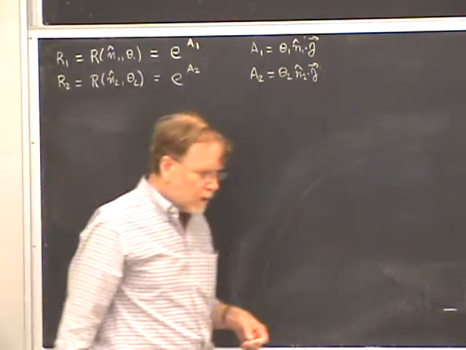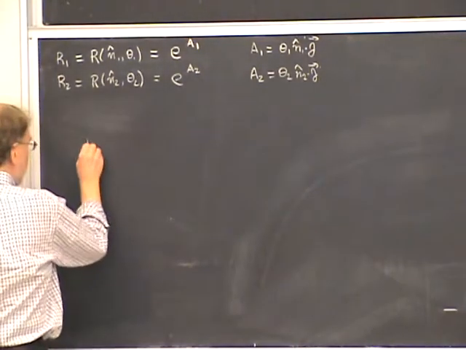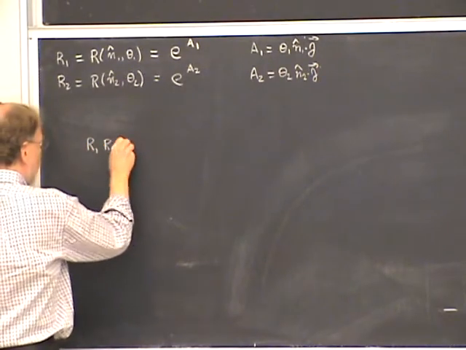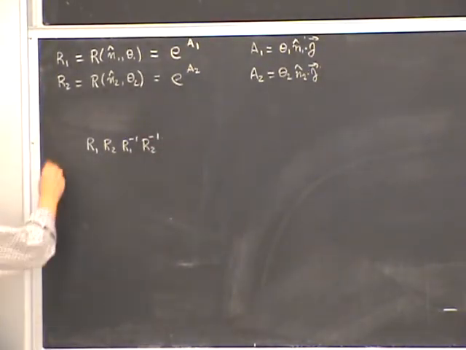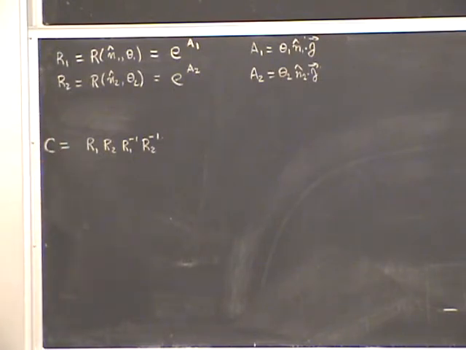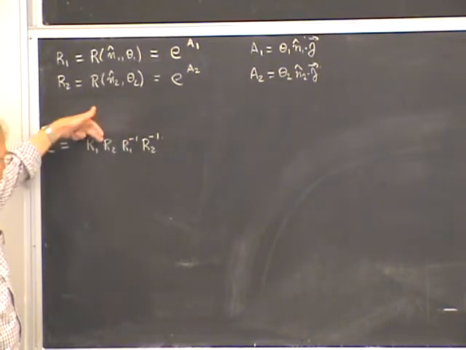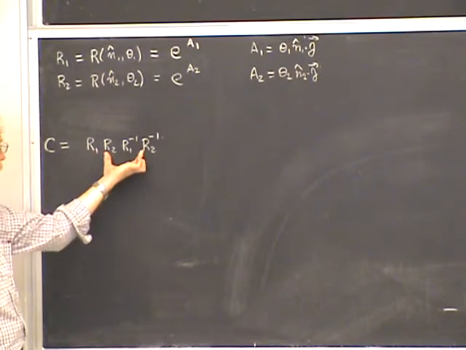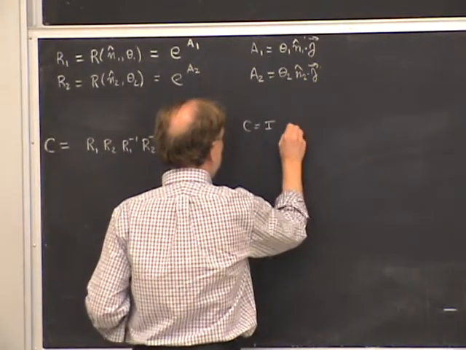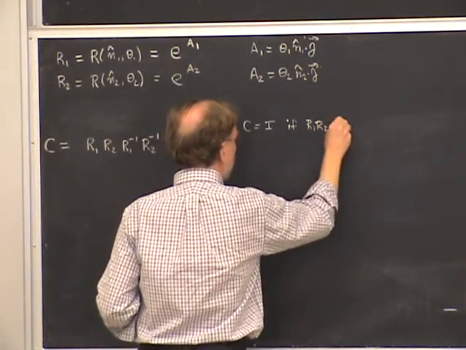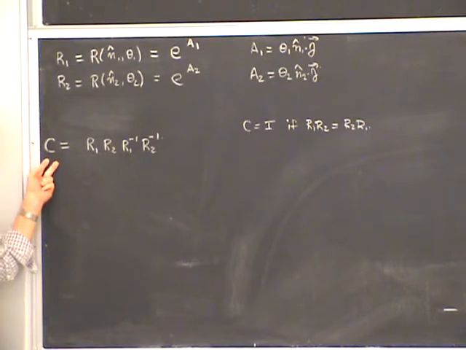Now, I mentioned earlier that R1 times R2 is not in general the same thing as R2 times R1. Let me introduce a matrix which is R1 times R2 times R1 inverse times R2 inverse, and call this matrix C just to give it a name. First thing to notice is that if R1 and R2 do commute, then I can bring the R1 inverse past the R2 here, and it cancels out with R1. And then likewise, what's left over is R2 times R2 inverse. That cancels. The result is that C is equal to the identity if R1 R2 is equal to R2 R1, if they happen to commute. And if they don't commute, then this is in some sense a measure of the amount by which they don't commute.